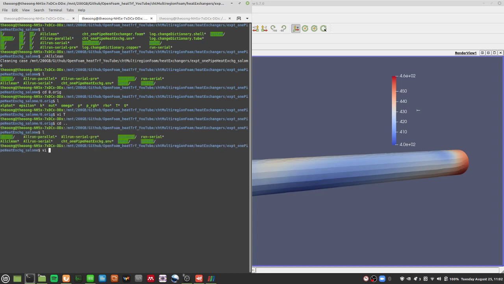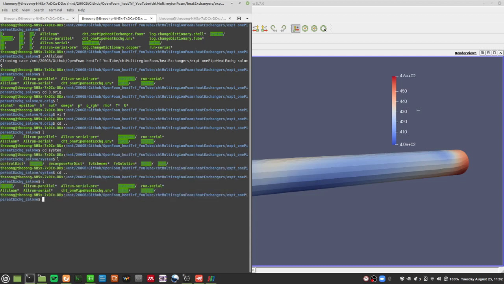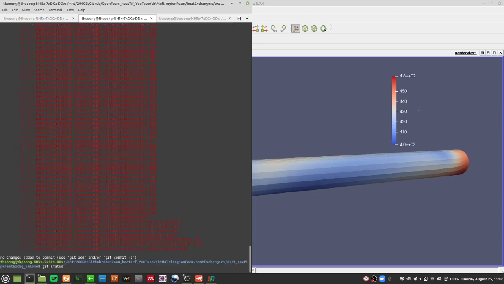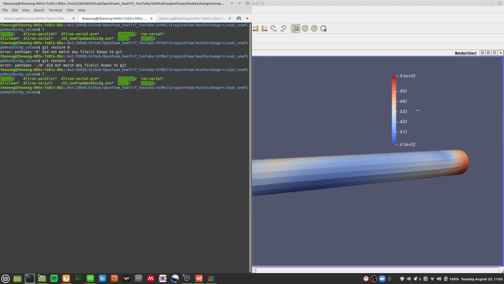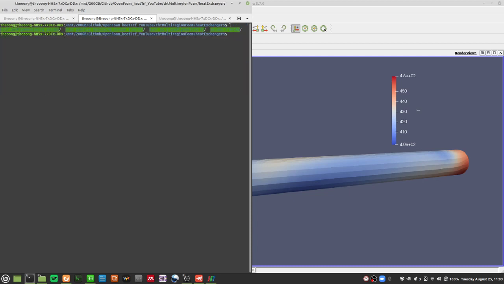Let me vi system, cd system. Did I just delete my 0 directory? Oh no. Okay, hold on. Okay, let me try this. Since I'm in a git directory, let me git restore 0. Okay, git restore 0. Oh no. Oh yes, okay, this is the chtMultiRegionFoam directory. It's okay to delete the 0 directory.